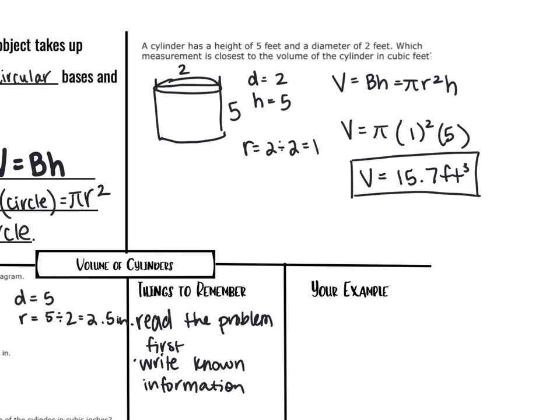So I hope that was very straightforward for you. Again, read the problem, write down your known information. If it gives you a diameter, you need to write down the radius. Okay, that's pretty much all it is. We're going to be using the formula sheet. So tomorrow when I see y'all in class, we'll just be doing this for practice. And if you need help, just ask, please.